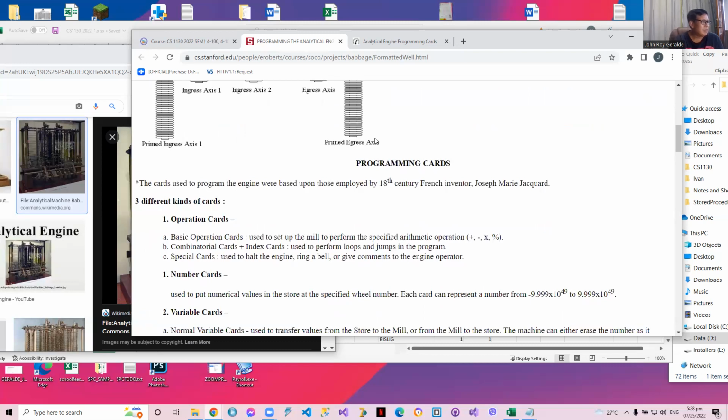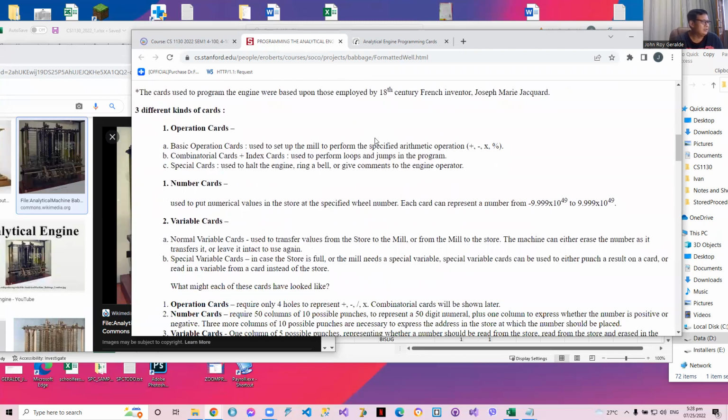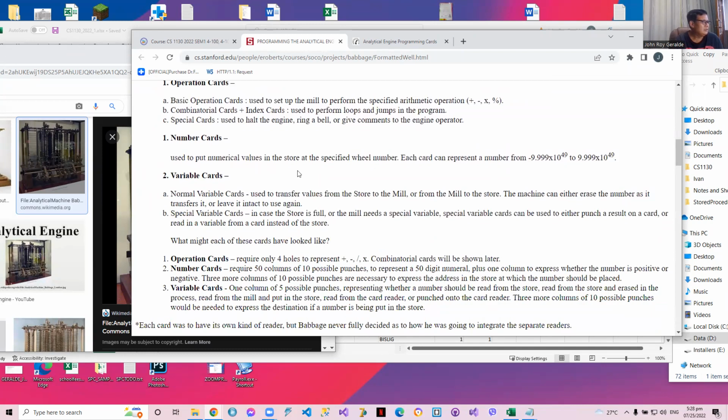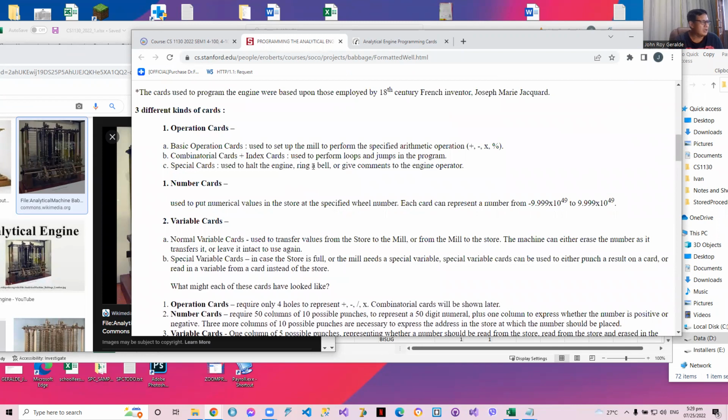Now, it works on 3 different kinds of cards: operation cards, number cards, and variable cards. Do you follow? Operation cards can store the operations plus, minus, times, divide. Number cards are used to assign values, so assignment statements. And variable cards are used to transfer data from the mill to the store or store to the mill.